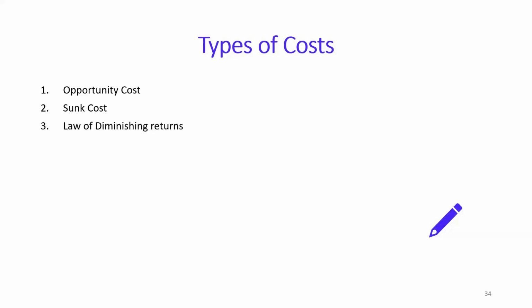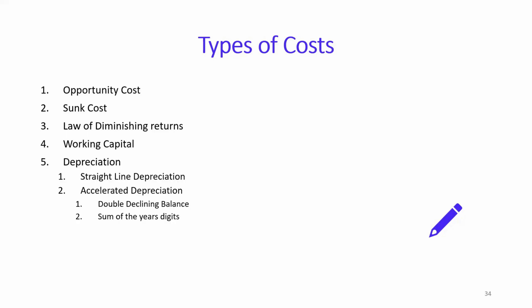Then the law of diminishing returns. This is very important. Most of the time people think that just adding more resources is going to help the project. No, by adding more resources, more communication time is needed and there's more complexity, so the returns start diminishing. So that's the law of diminishing returns. Then finally, working capital is the amount of money you have to work on the project.